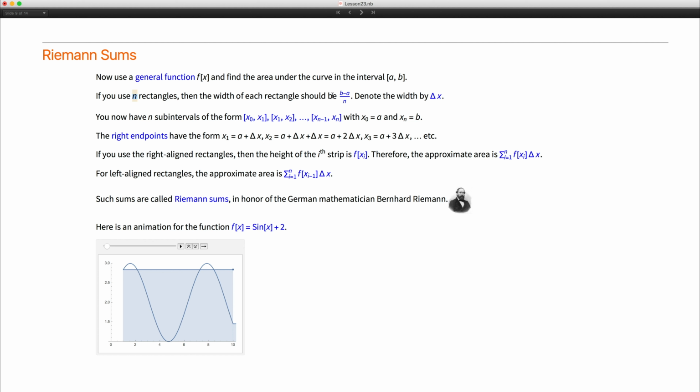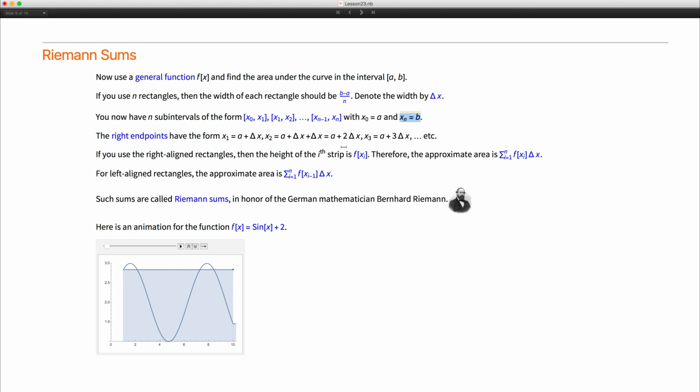So what you do is you first break it up into n rectangles. So each rectangle will have width (b minus a) over n, and this quantity is called delta x. Delta means very small. So now you've broken up your interval a to b into n smaller intervals, x0 to x1, x1 to x2, etc. And the left endpoint is a, the right endpoint is b. So for each subinterval, you have the endpoints given by just adding delta x every time.